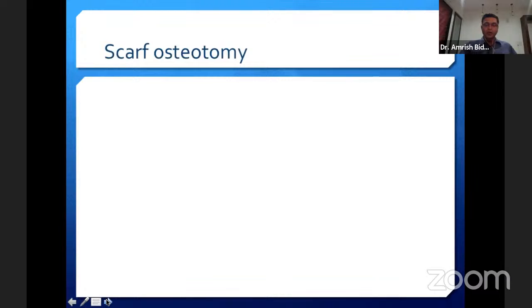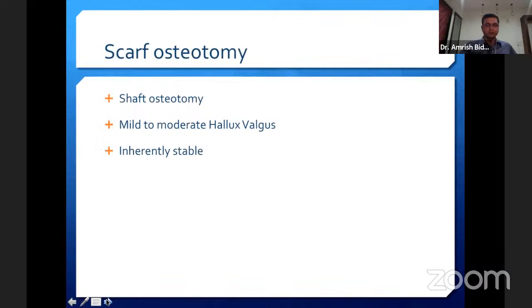So I primarily offer 3 types of surgeries for these. The most common one is called the scarf osteotomy. It is an osteotomy of the shaft. It can be done in mild to moderate hallux valgus. I generally don't do it for severe unless it is a very young patient. It is an inherently stable osteotomy, so it is pretty good. You can get the patient walking sooner without too much trouble. And as I said earlier, if there is a DMAA that is very tilted, then you can correct that with the same osteotomy, just with slightly different cuts.